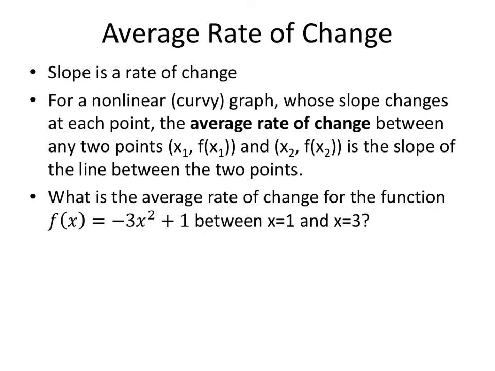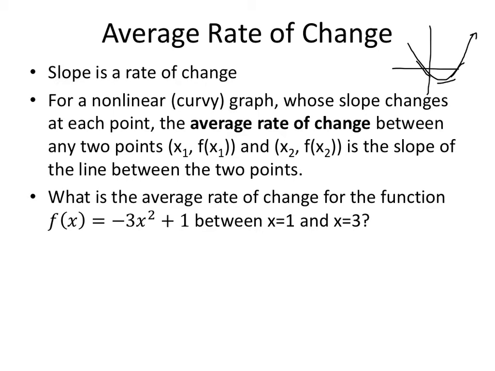Average rate of change. We know that slope is a rate of change. Now, for each nonlinear, which means curvy graph, whose slope changes at each point, okay, so let's break that down and see what that's talking about. So we have a curvy graph where the slope changes at each point. So we're looking at something maybe like a parabola, okay, where my slope is different at each point, right?